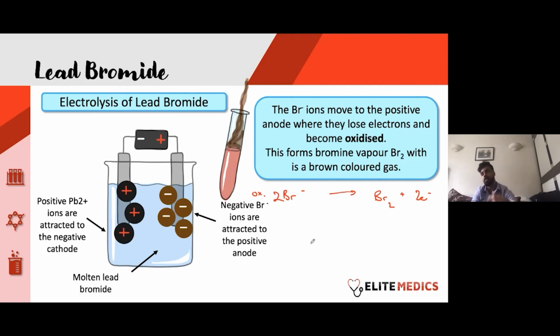So hence why bromine is diatomic, chlorine diatomic, iodine diatomic, nitrogen diatomic, oxygen diatomic. A lot of the gases that are non-metals are diatomic at room temperature, or diatomic in their natural state.